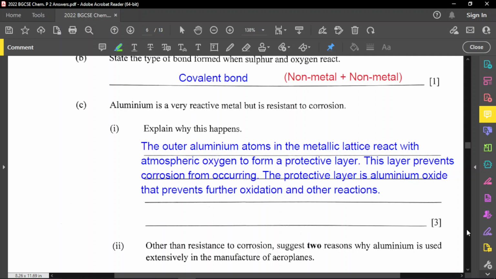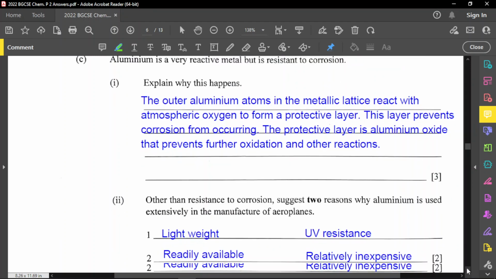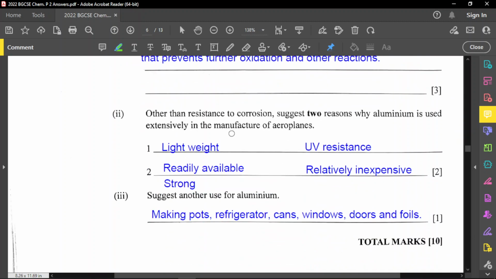All right, so part 2 of this question is, other than resistance to corrosion, suggest 2 reasons why aluminum is used extensively in the manufacturing of airplanes. There are a number of reasons here. One, because it's lightweight, and of course things flying in the atmosphere, to take off and all that, they really need to be relatively lightweight. Less fuel will be burned if it's lighter in weight and so on. Readily available, that's another one. It's relatively strong as well, so strong is another one.